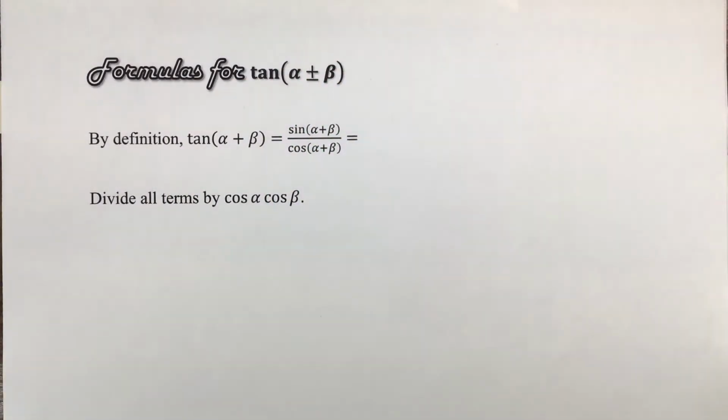Previously, we had looked at the formulas for the sine and cosine of alpha plus or minus beta. And now that we have those formulas, it's going to be possible to derive formulas for the tangent of alpha plus or minus beta.